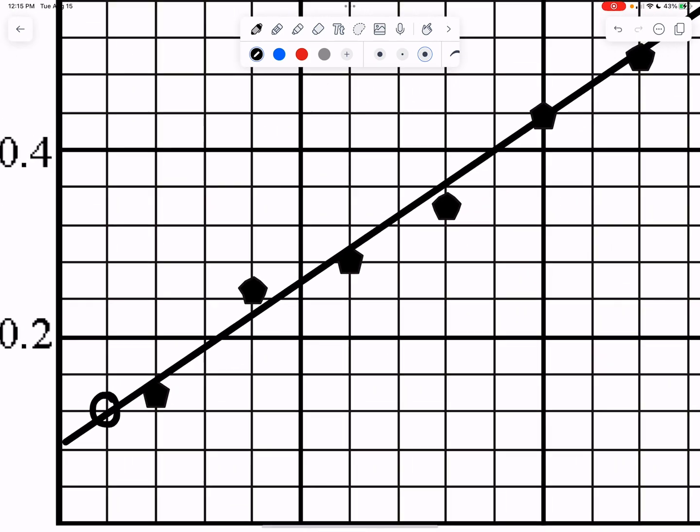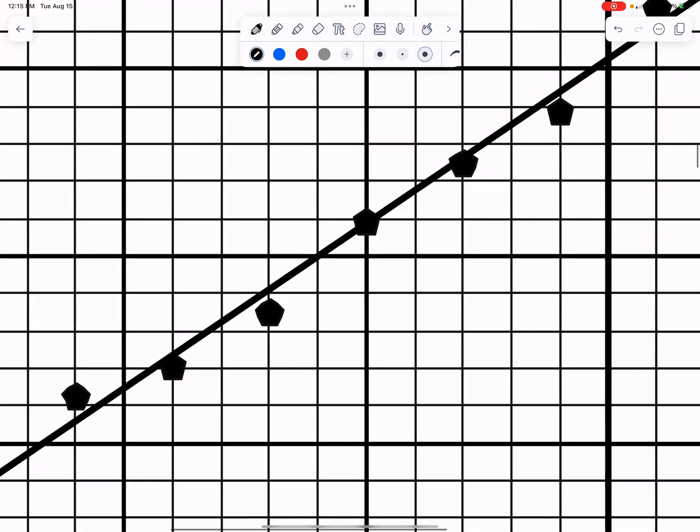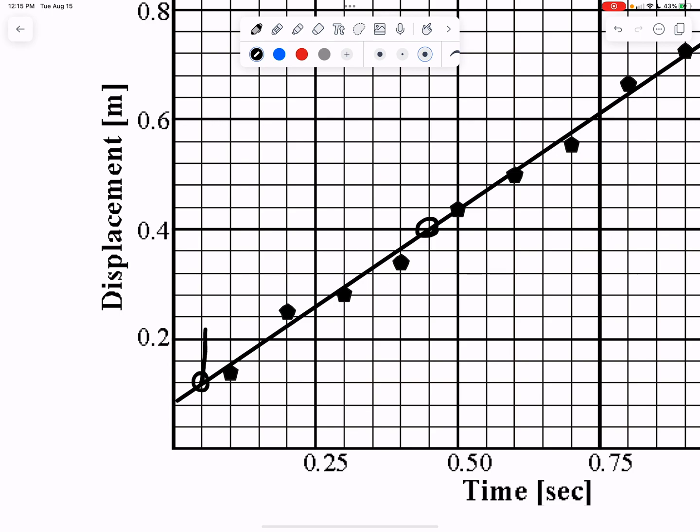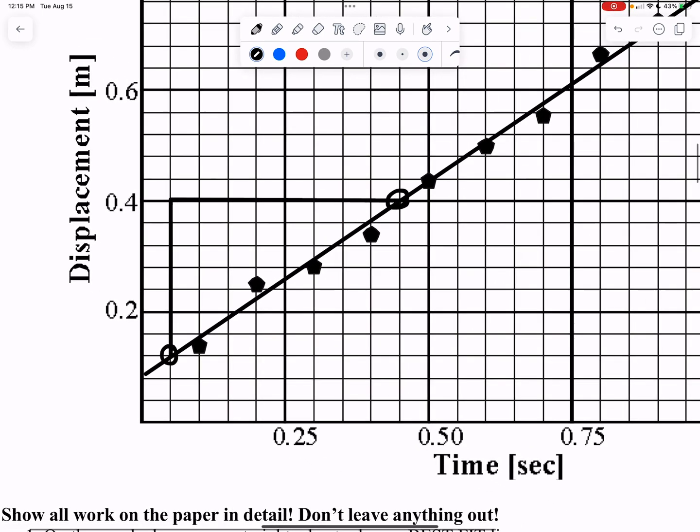Keep going up the line until you find another. There's another point right there. Now we're going to draw a slope triangle that goes from one of these points to the other. Before we start counting boxes and figure out rise over run, figure out what your scale is. Figure out what each box represents.